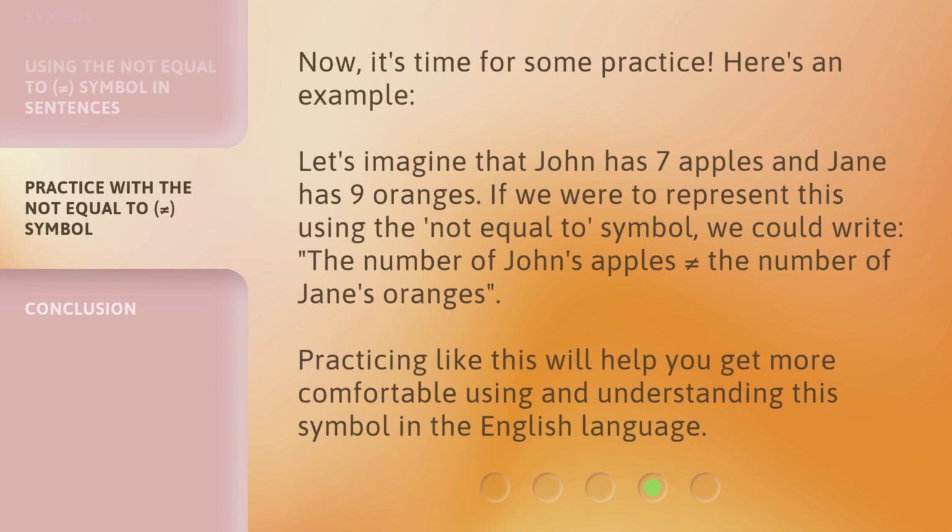Now, it's time for some practice. Here's an example. Let's imagine that John has 7 apples and Jane has 9 oranges. If we were to represent this using the not equal to symbol, we could write, the number of John's apples does not equal the number of Jane's oranges. Practicing like this will help you get more comfortable using and understanding this symbol in the English language.